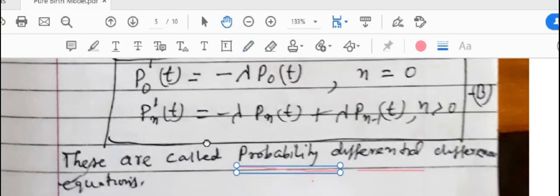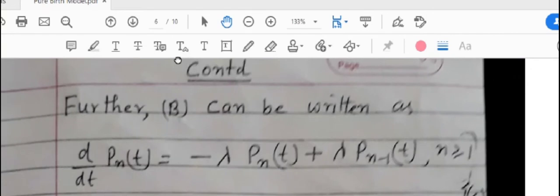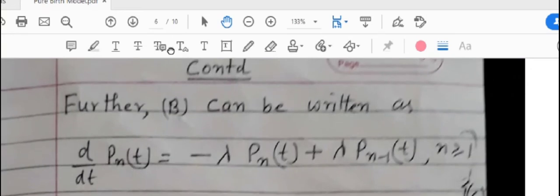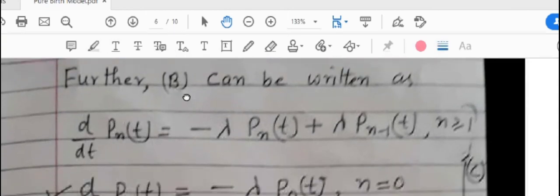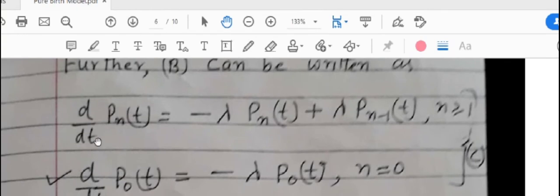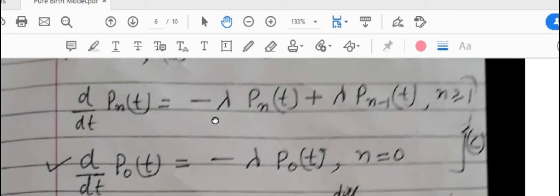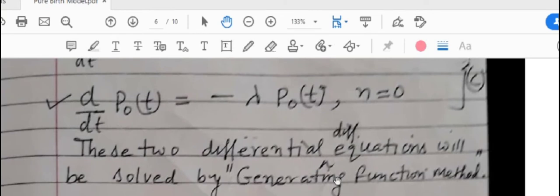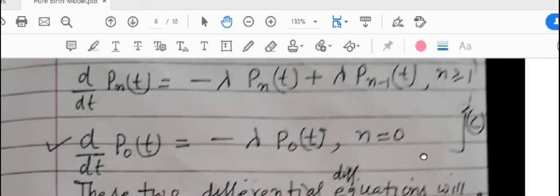Now let us go ahead and take the combination B, and we have done nothing. We have simply substituted d/dt in place of the dash. So we are getting this combination. Thereafter, these are two differential difference equations. And now how will these equations be solved? There is now a big question for the solution of these differential equations.